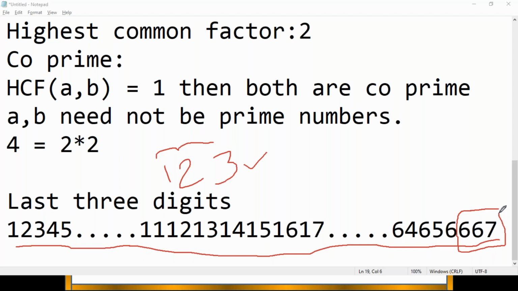The last 3 digits are nothing but 667. If 667 is divided by 8, what is the remainder? 8 8s are 64, 2 is there, 27. 8 3s are 24. Out of 27, 24, what is the remainder? 3 is the answer. The problem looks different, but there is no issue with these examples.